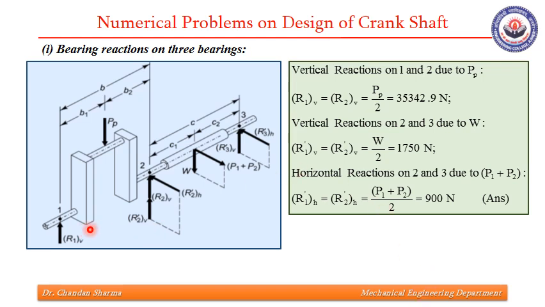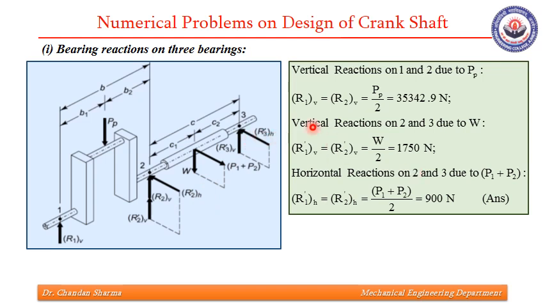There will be reactions on bearing 1 and 2, that is R1V and R2V, which is due to this load PP, which is supposed to act at the center of the crank pin. Then for this vertical load downwards W, there will be reactions on bearing 2 and bearing 3, denoted by R2V and R3V. Further, for this horizontal component, due to belt tensions P1 plus P2, we'll be having the reactions in horizontal plane, that is R2H and R3H.